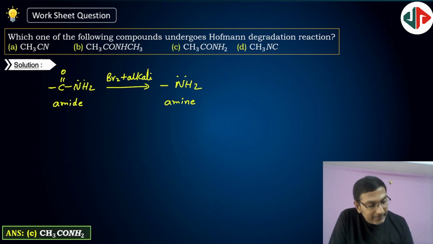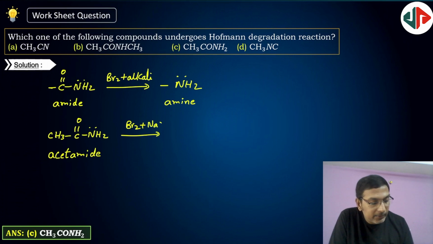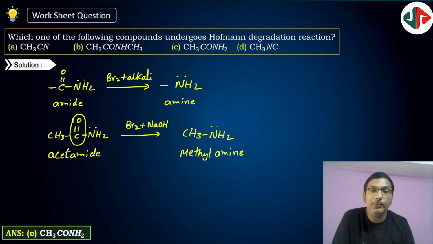So here in the given set of compounds, CH3CONH2, which is acetamide, with Br2 and NaOH, or you can take KOH. See, removal of CO. It gives CH3NH2, methylamine. This is Hoffman bromide reaction.